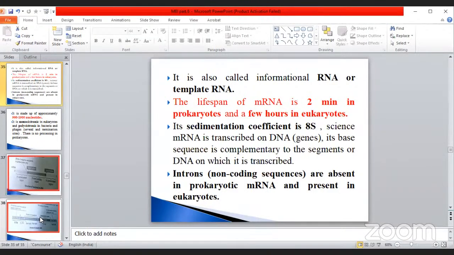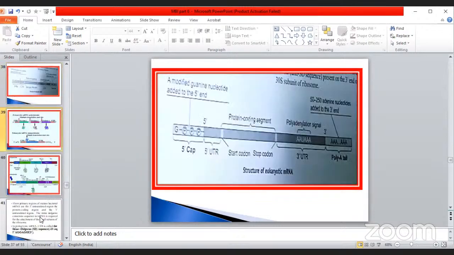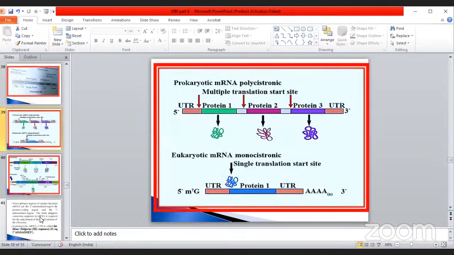This is also very, very important. Approximately 900 to 1500 nucleotides are present in it, and it exists in two forms, monocistronic and polycistronic. Monocistronic is mostly present in eukaryotes, and polycistronic is in bacteria and bacteriophages. This is the structure of the monocistronic and the polycistronic.